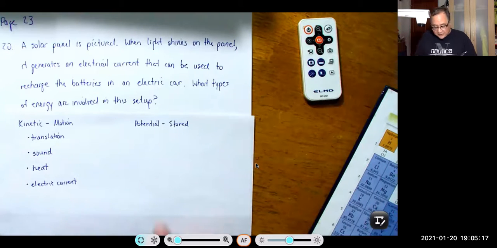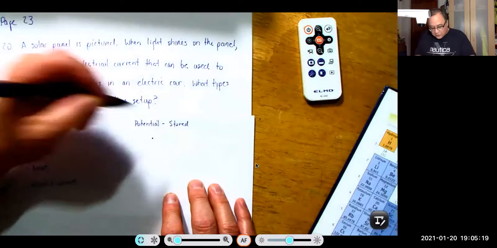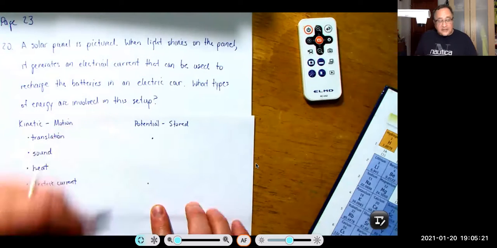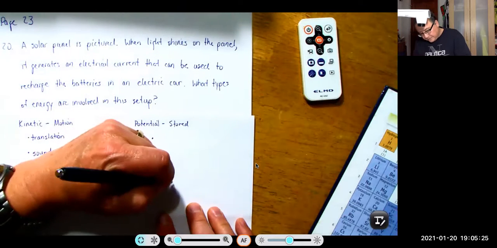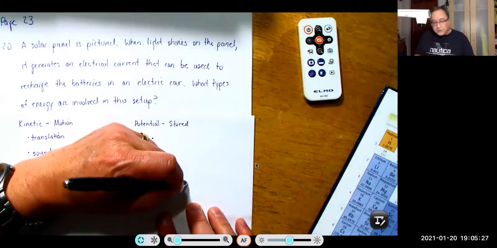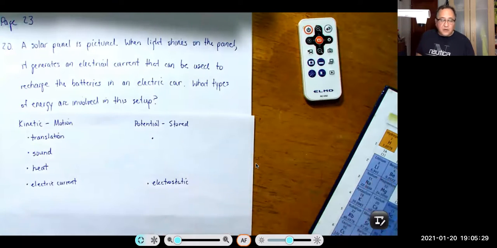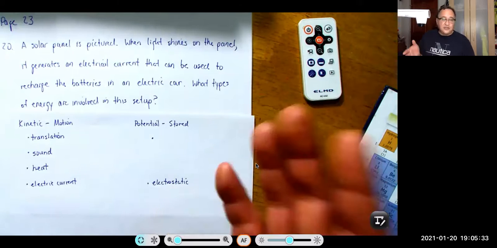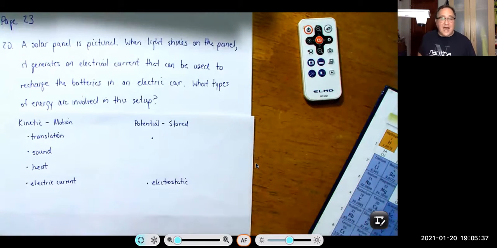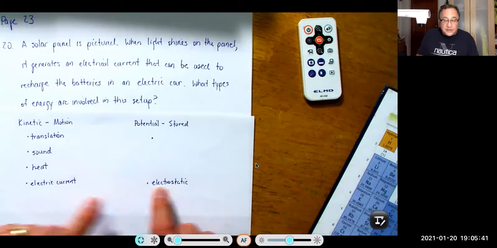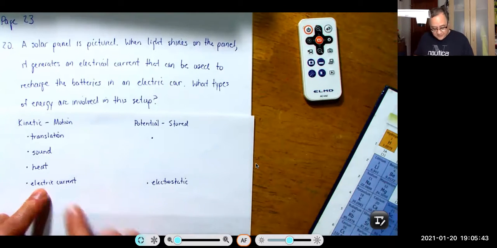Now, the types of potential energy. For electrical current, there's something called electrostatic. Electrostatic is when you have charge buildup, and we all know what this is like in a dry climate when you reach for a car. You get too close and that electrostatic energy turns into electric current and you get zapped. And so that's an example of potential energy being turned into kinetic energy.